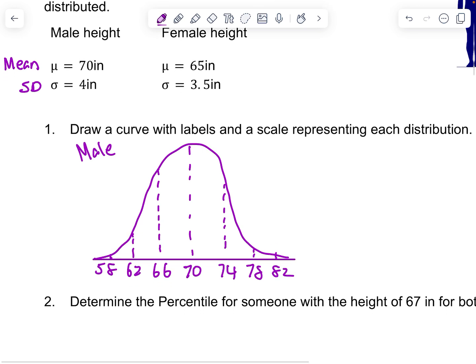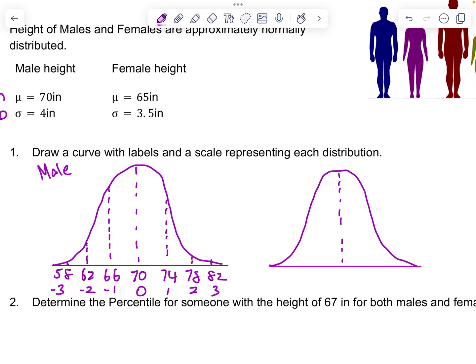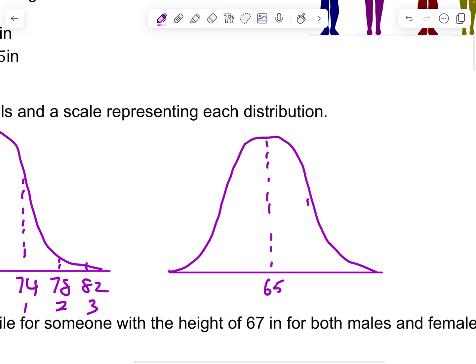And if you also draw in the label for the standard deviations, we have 0, 1, 2, 3, and then -1, -2, and -3. Now let's take a look at the female height, which is similar to the male. The idea of how we draw it is the same, but we just have to plot in different numbers. The mean is 65 this time, which is given here, and the standard deviation is 3.5. So 65 plus 3.5 is 68.5, and then 68.5 plus 3.5 is 72, and then 72 plus 3.5 is 75.5.